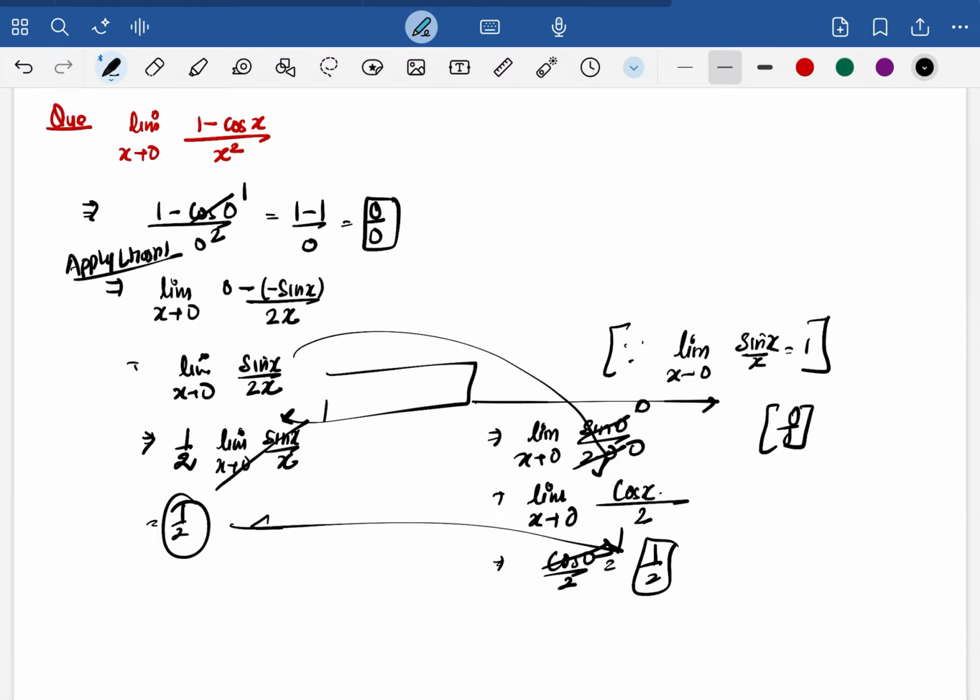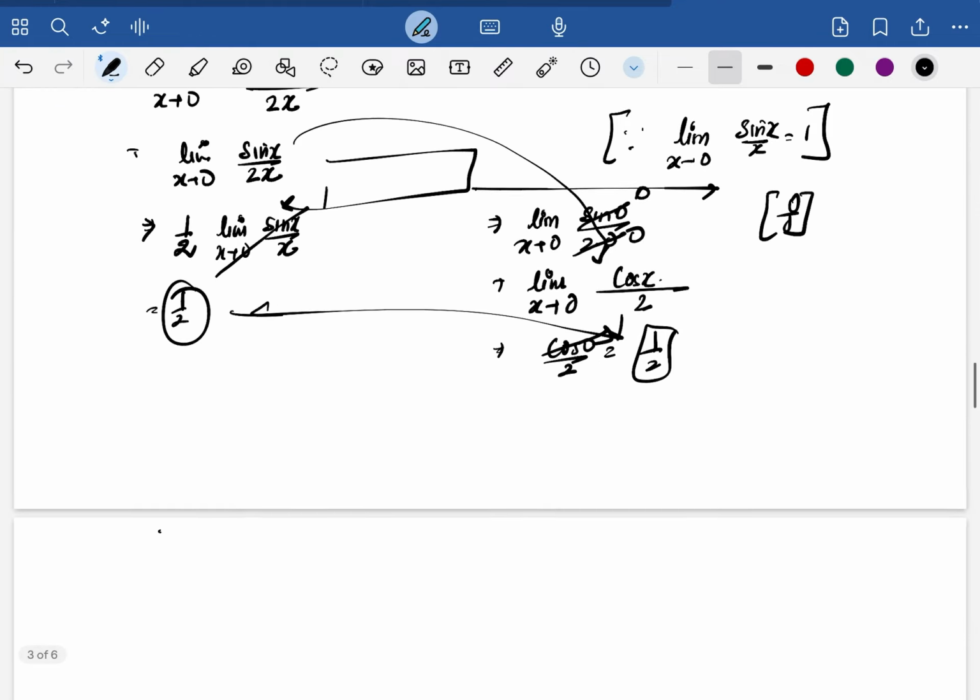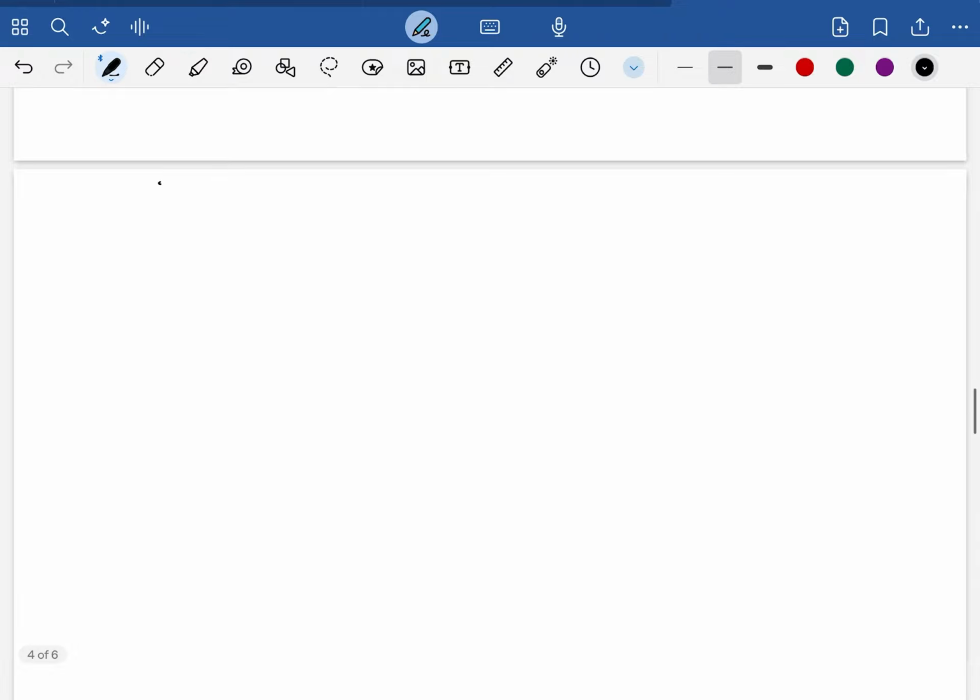Okay, so let's now move on to two more numericals which are a bit higher level. The question given is limit x tends to 0, x into e to the power x minus log of 1 plus x, divided by x square. So first check whether it's 0 by 0 form or not. So let's put the values, we are checking the 0 by 0 form.